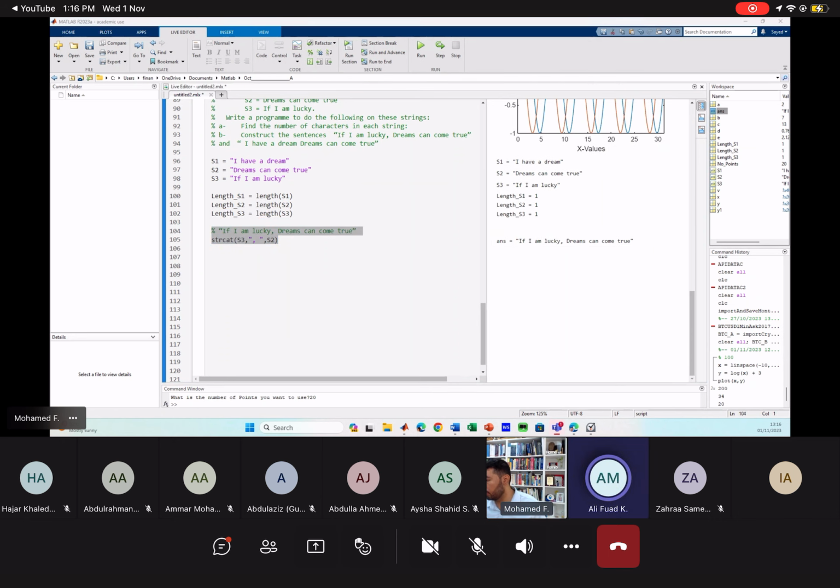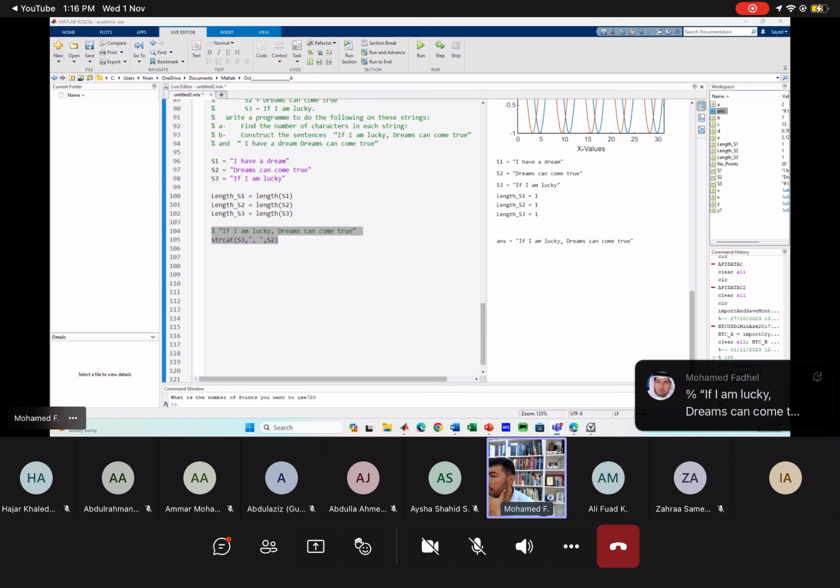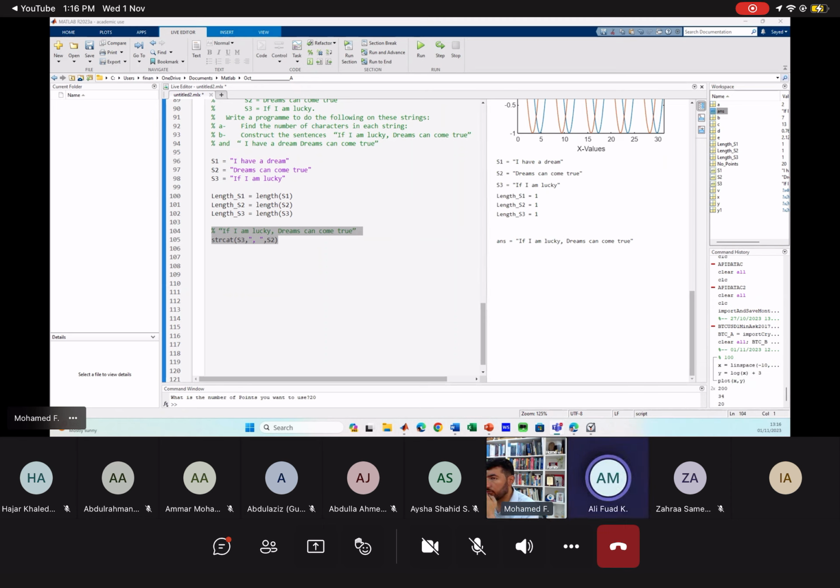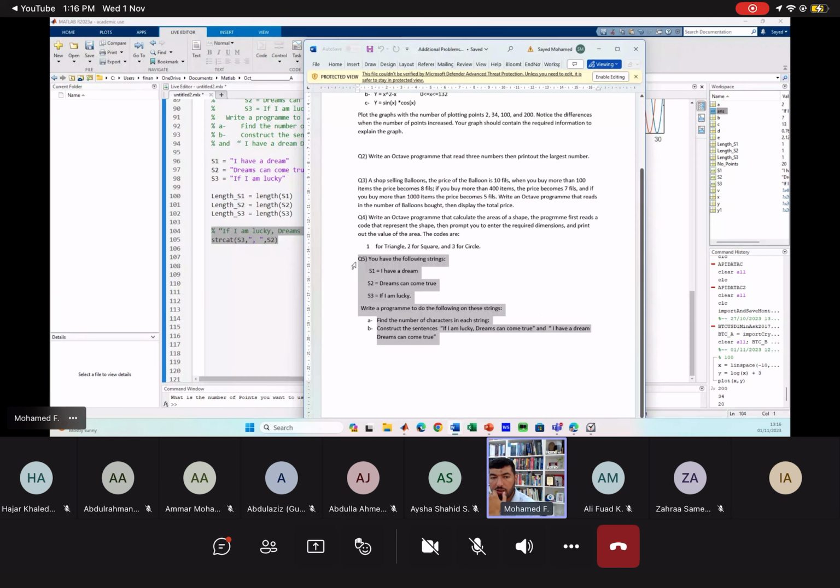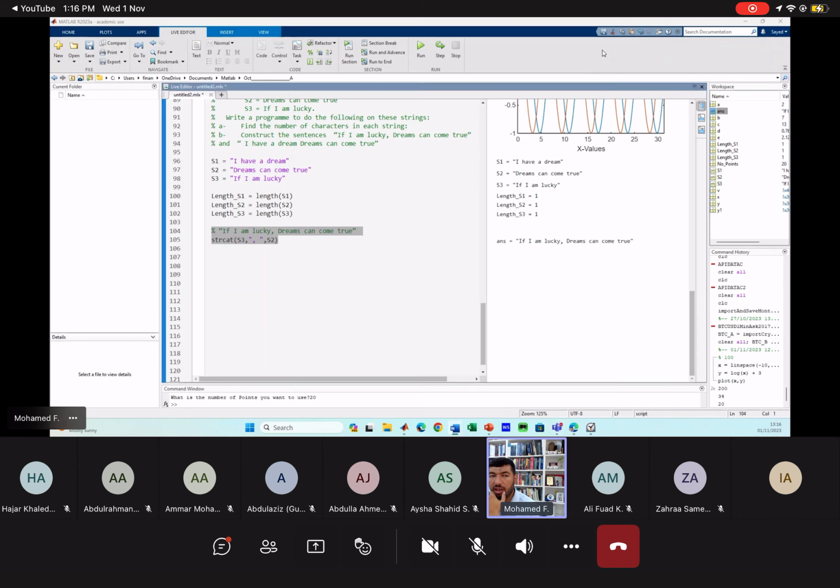Sir, which question? If I'm lucky, dreams come true. Question 5. Starting from where? Question 5, extra problems in Octave, tile 2. I mean, from here, you write the question, if I'm lucky, dream come true. This one. This is question 5, additional problems on Octave and tile 2. We have downloaded the file.